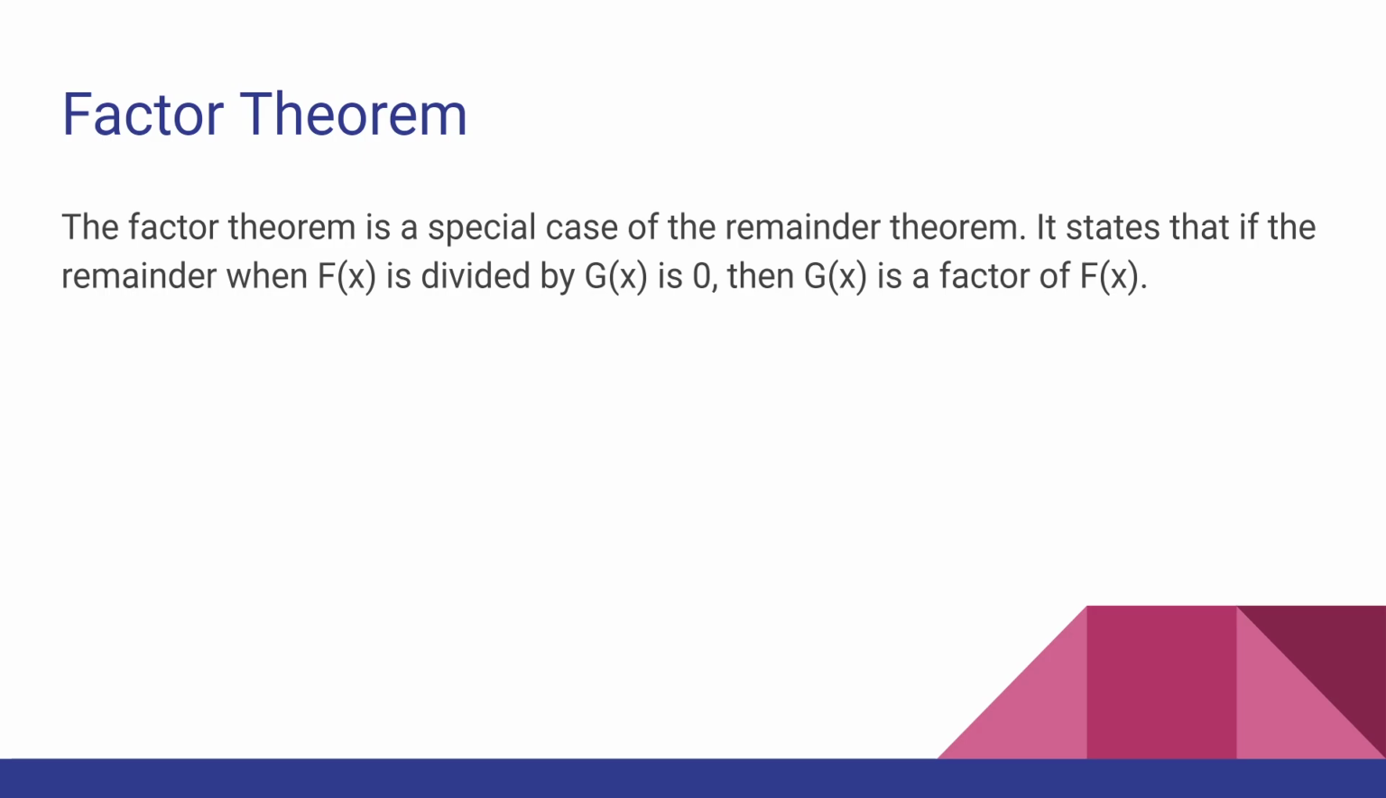Alright, so then we're discussing the factor theorem, which is basically a special case of the remainder theorem where r of x, our remainder polynomial, equals 0. After we know that the remainder is equal to 0, we have that g of x, the dividing polynomial, is a factor of f of x, the polynomial getting divided.